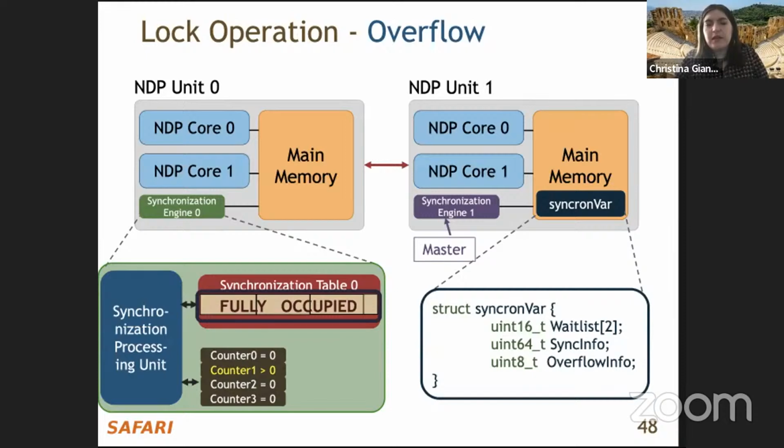As you can see, the fields in the SynCron bar are similar to the columns in the synchronization tables because we need to keep the same information. We have again a waiting list, and here we assume 2 NDP units, so we have 2 waiting lists, and we assume that each NDP unit has up to 16 NDP cores, so we have 16 bits in each waiting list. We also need to keep some other information related to the condition to be satisfied in order to synchronize. So we have 2 more fields, the sync info and overflow info.